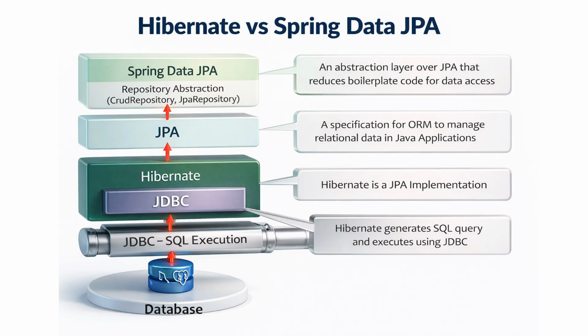Let's see the summary. Spring Data JPA provides a high-level repository abstraction that delegates persistence operations to JPA, which is implemented by Hibernate, which internally uses the JDBC API to communicate with the database.